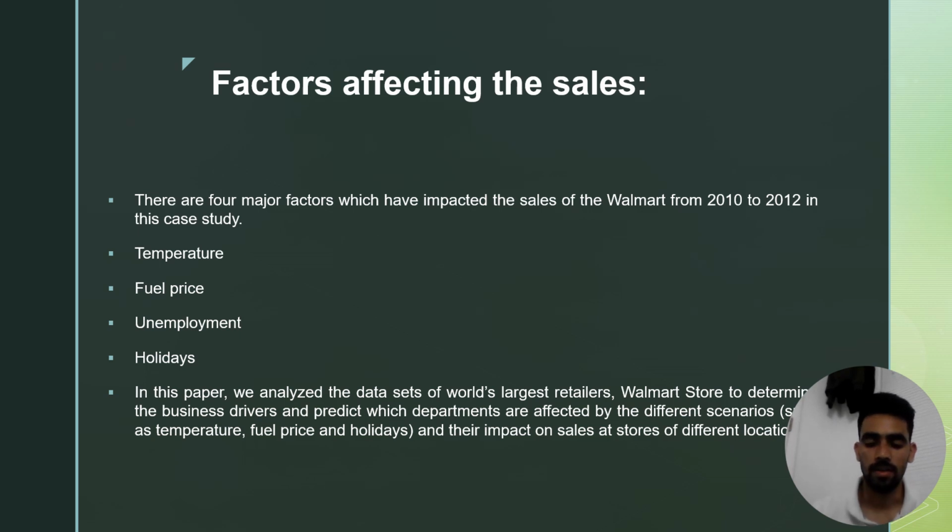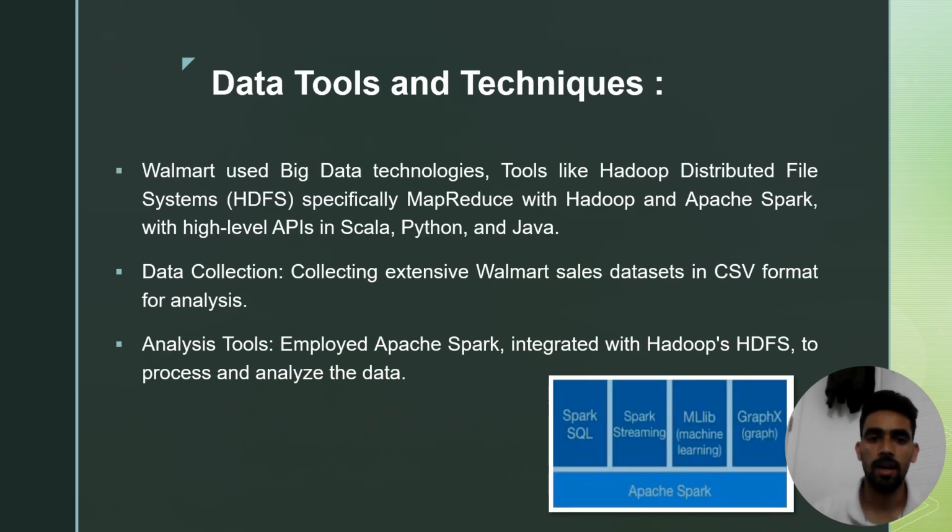This slide tells what data tools, frameworks and techniques have been implemented in this case study to improve the business development and to analyze the insights of Walmart's business. For example, there are technologies like the Hadoop Distributed File System, HDFS, MapReduce with Hadoop, and Apache Spark with high-level programming APIs, application programming interfaces, in Scala, Python and Java.